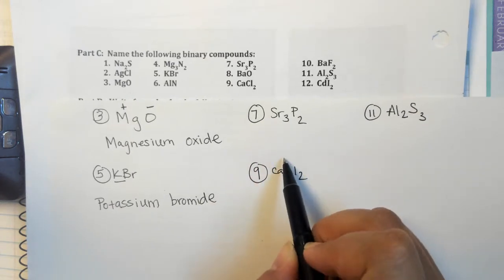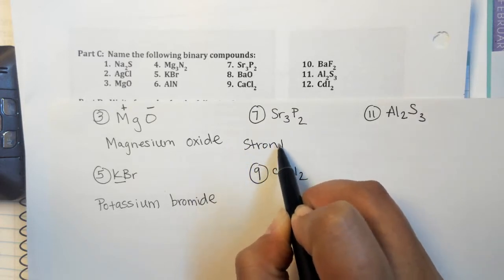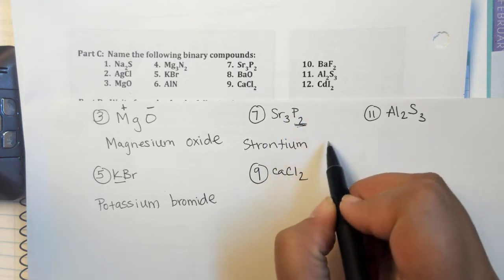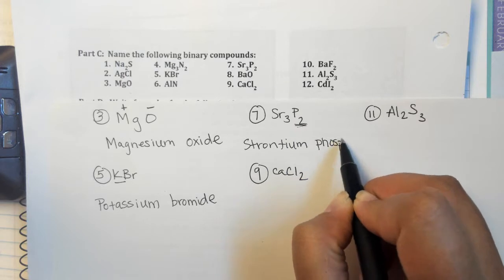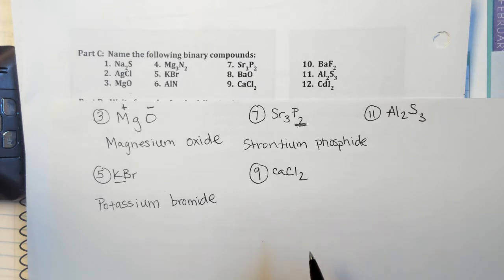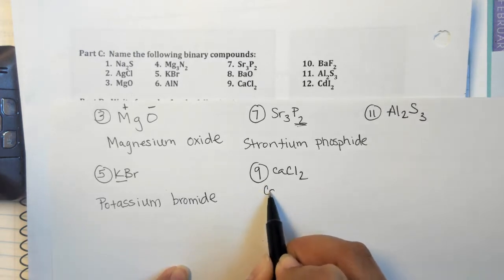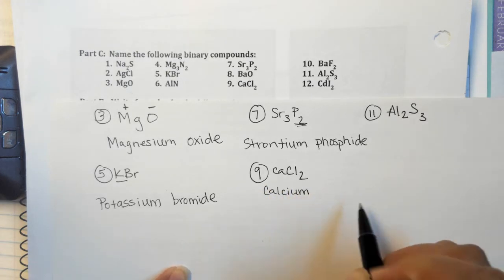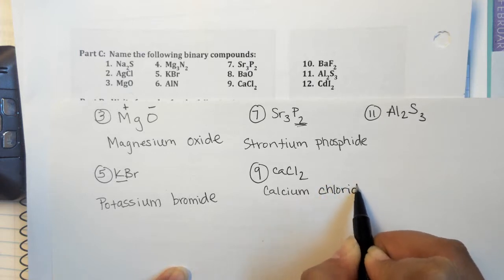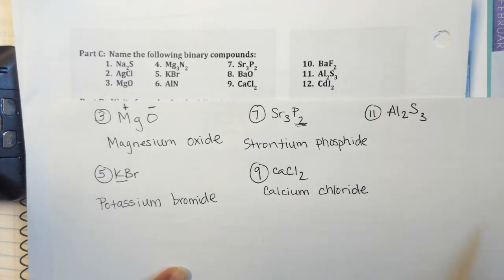Number 7, which one is going to be my positive ion? Strontium, so I'm going to keep it the same. What is my negative ion? Phosphorus, and so I change it to phosphide. Good. Right, and strontium is in my first 2 columns. Strontium will always have a +2 oxidation state, so no Roman numeral is necessary. Number 9, what is my positive ion? Calcium. And what is my anion? Chlorine, so it changes to chloride. Okay. And so that is it. Calcium is in my second column, which means it's always going to have a +2 oxidation state.